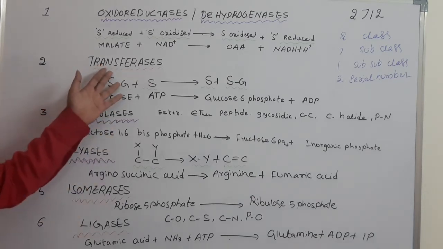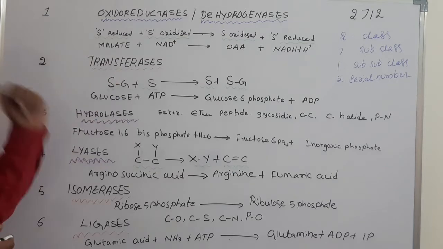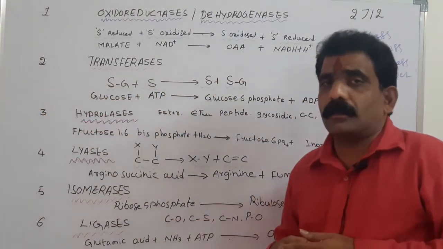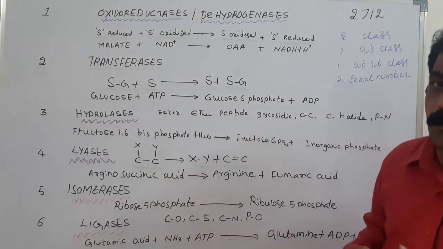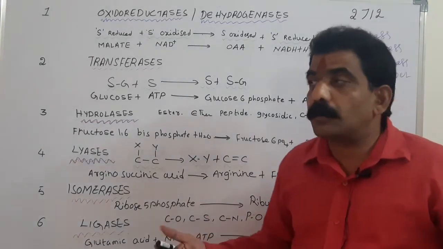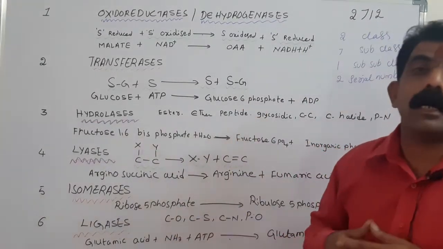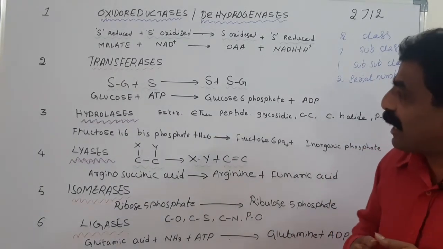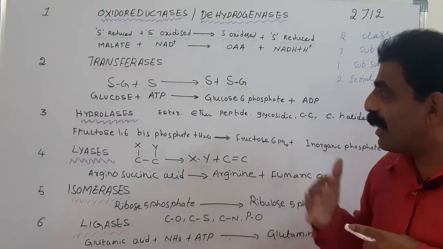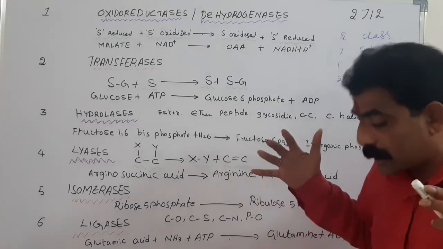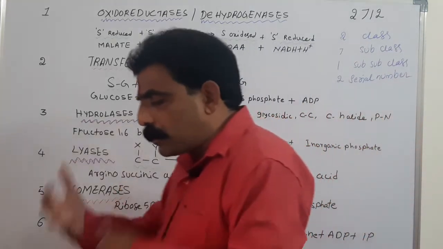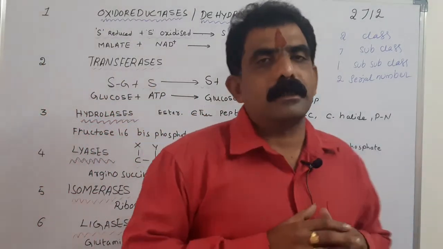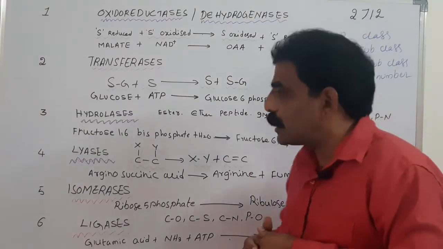Coming to the second class, transferases. What are transferases? The name itself indicates transferases, which transfer. What do they transfer? They transfer groups other than the hydrogen. They do not transfer hydrogen. They transfer groups other than the hydrogens. So the enzymes which are responsible for the transfer of groups from one substrate to another substrate, other than the hydrogens, are called transferases.